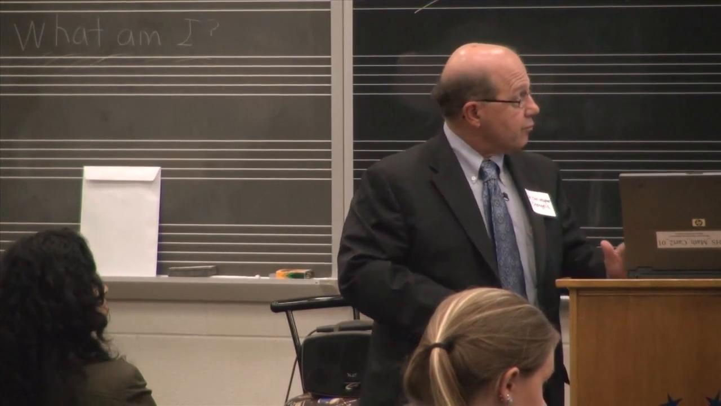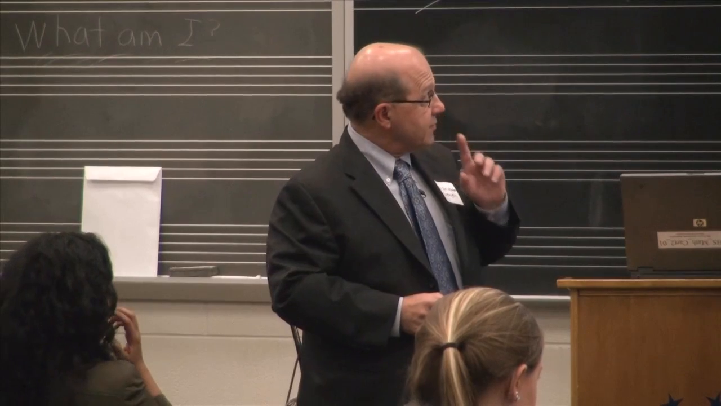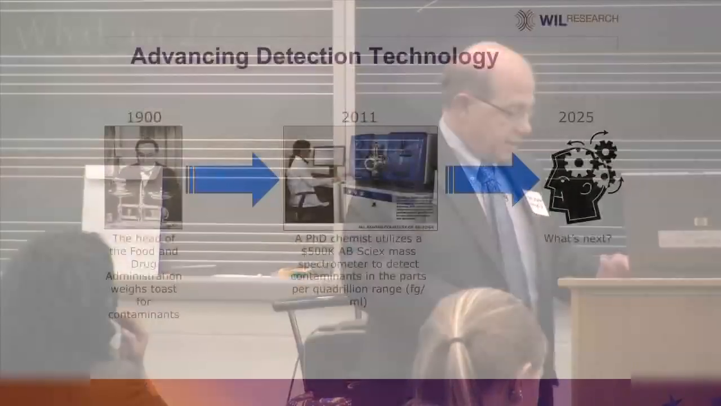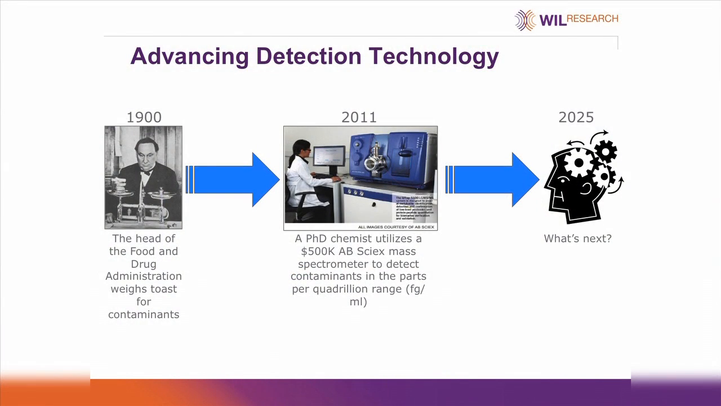You know, there are two things I want to leave you with. One is the importance of the dose-response curve. Back in the early 1900s, we used to actually be able to weigh. Here's Dr. Wiley, the first head of the Food and Drug Administration, weighing toast gravimetrically to look for contaminants. Now we have instrumentation, it's not inexpensive, that can measure things down to femtogram per ml.